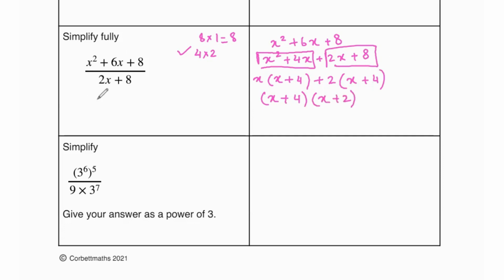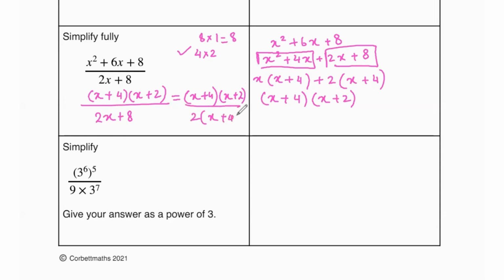Now if you rewrite this fraction, the numerator is going to be x plus 4 times x plus 2, and the denominator is 2x plus 8. If we simplify the denominator, that's going to be 2 times x plus 4. So we can see x plus 4 gets cancelled out, and our final answer is going to be x plus 2 over 2.